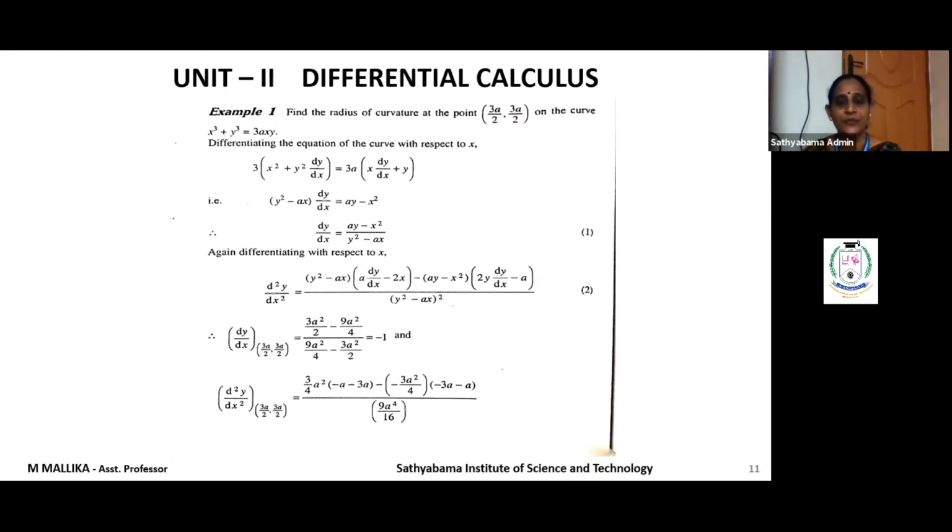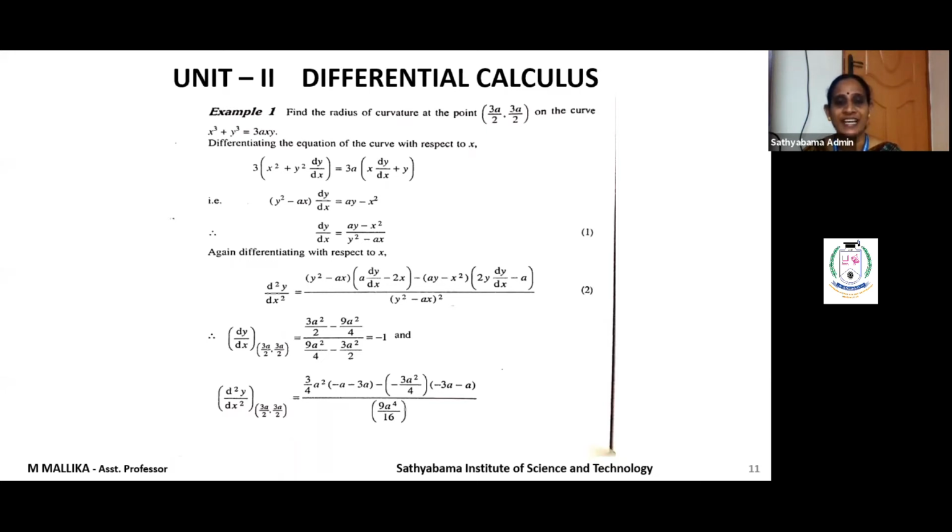Now to obtain the second derivative, what should I do? I have to again differentiate this equation with respect to x on both sides. When I differentiate on both sides, your left hand side becomes d²y/dx². What about my right hand side? My right hand side is of the form u by v, that is quotient form. So I have to use the quotient rule of differentiation. What is the quotient rule? Denominator into differential of numerator minus numerator into differential of denominator, by denominator square. So based on that, denominator is y² − ax. Differentiation of numerator is a dy/dx − 2x, minus numerator, which is ay − x², into differentiation of denominator, which is 2y dy/dx − a, by denominator square.